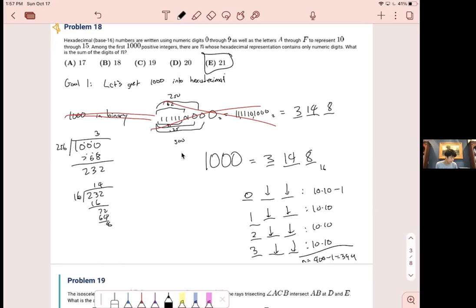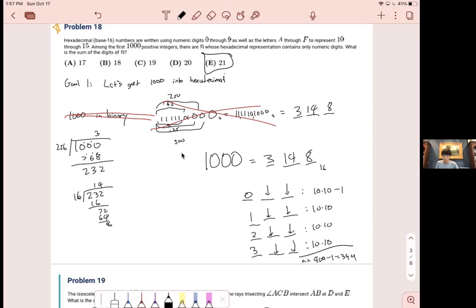The main idea here was to get 1,000 into hexadecimal. And then based on that, you do casework on the leading digit. Once you set the leading digit, for every other digit behind it, you choose a numerical value, a base 10 value, because that's the condition: the hexadecimal representation containing only numeric digits. For the leading digit, there's 4 different choices, 0, 1, 2, 3.